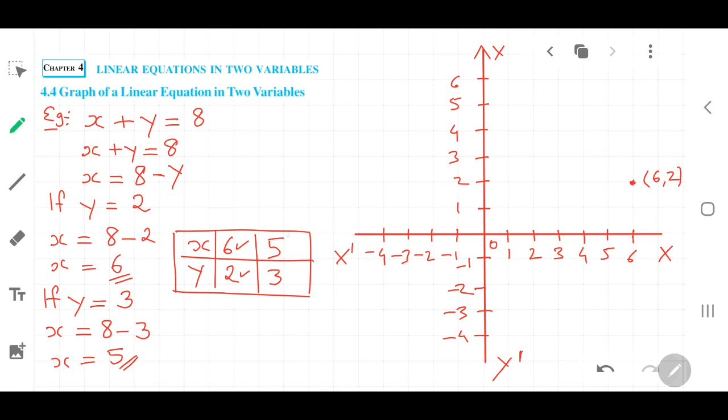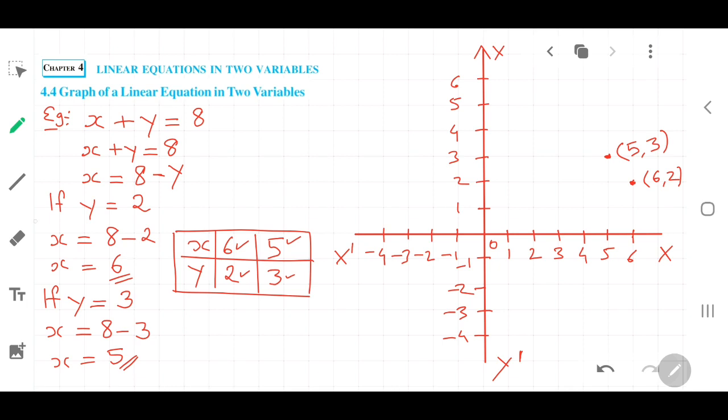Next solution is 5 and 3. So x 5 and y 3. So it will come here. Correct? So this is the another coordinate. In bracket you write x 5 and y 3, correct?